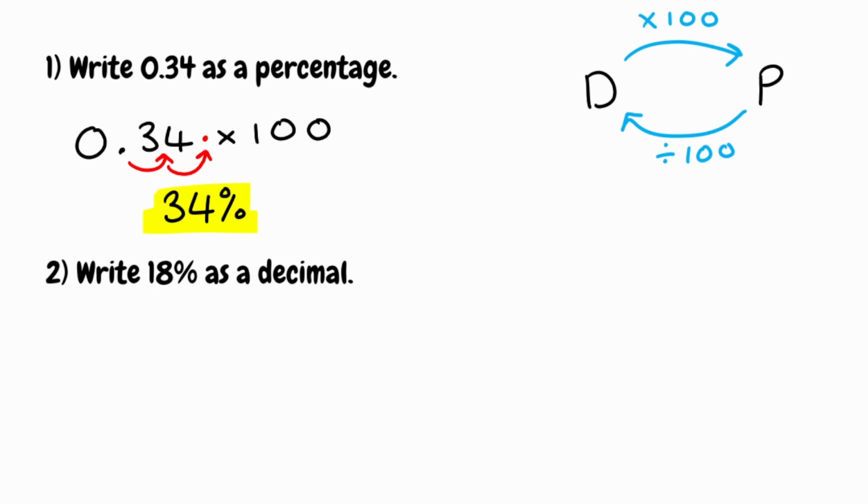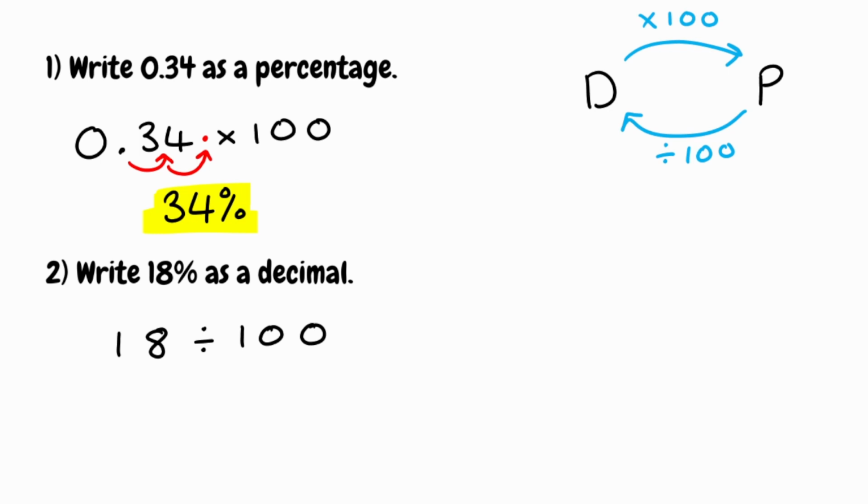Okay, for this next question, we want to write 18% as a decimal. So we're starting with our 18. And because we're going from a percentage to a decimal, this time we're dividing by 100. So again, remembering our rules of dividing by powers of 10, because I'm dividing by 100, this 18 is actually going to get smaller. So I'm actually going to push the digits in this 18 to the right.